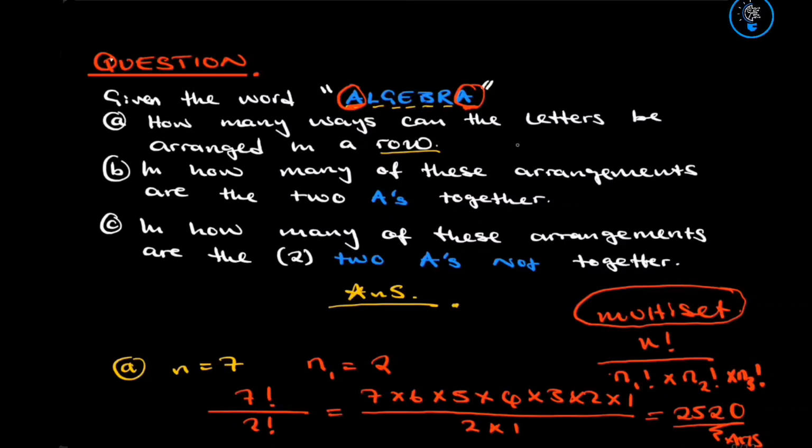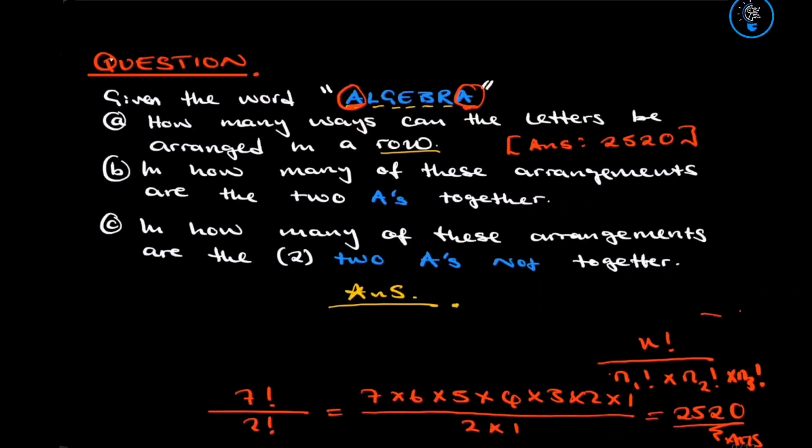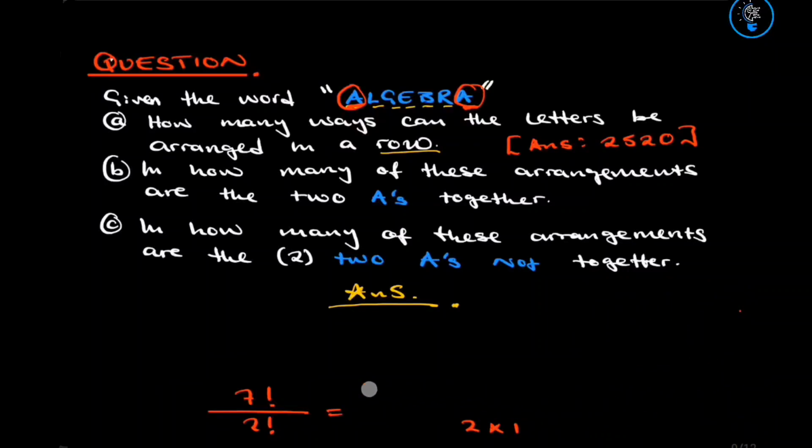Now we need this answer. Let's put it there. So we are saying the answer was 2520. Okay, let's clear everything and jump to the next part. So the next part says, in how many of these arrangements are the two A's together?